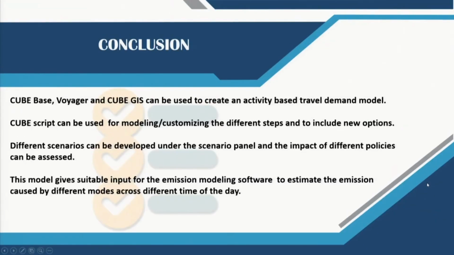And to conclude, Cube Base, Voyager, and Cube GIS can be used to create an activity based travel demand model. Cube Script can be used for modeling, customizing the different steps, and to include new options. Different scenarios can be developed under the scenario panel, and the impact of different policies can be assessed. And this model gives suitable input for emission modeling software to estimate emissions caused by different modes across different times of the day.